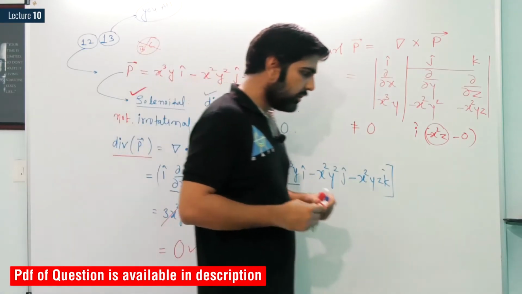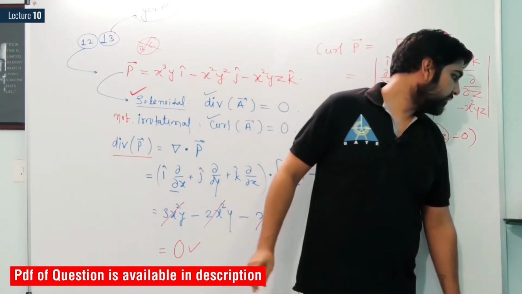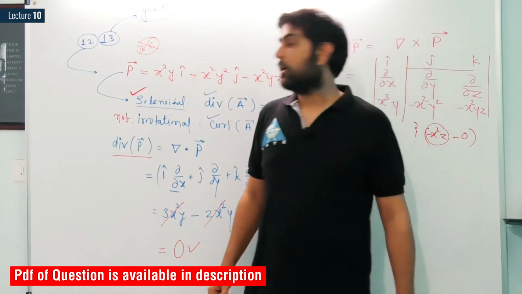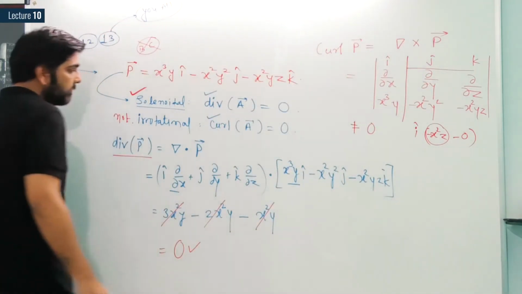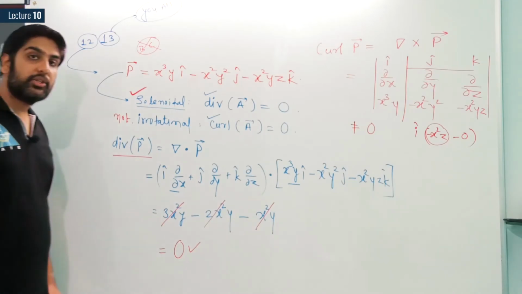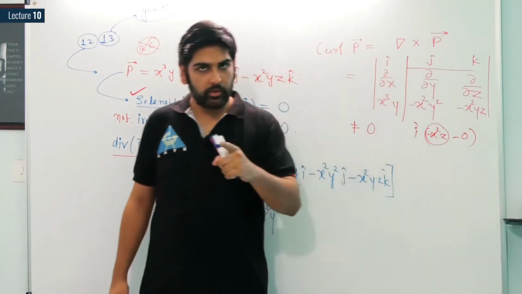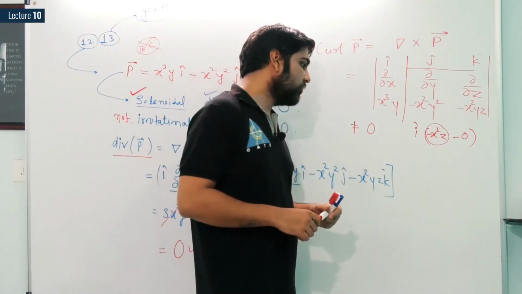So my dear students, you can say option A is absolutely correct, which is that P is solenoidal but not irrotational. That means there is some rotation. Fine. That means the curl is not equal to 0. Fine. You are getting my point. Let us have the next question.